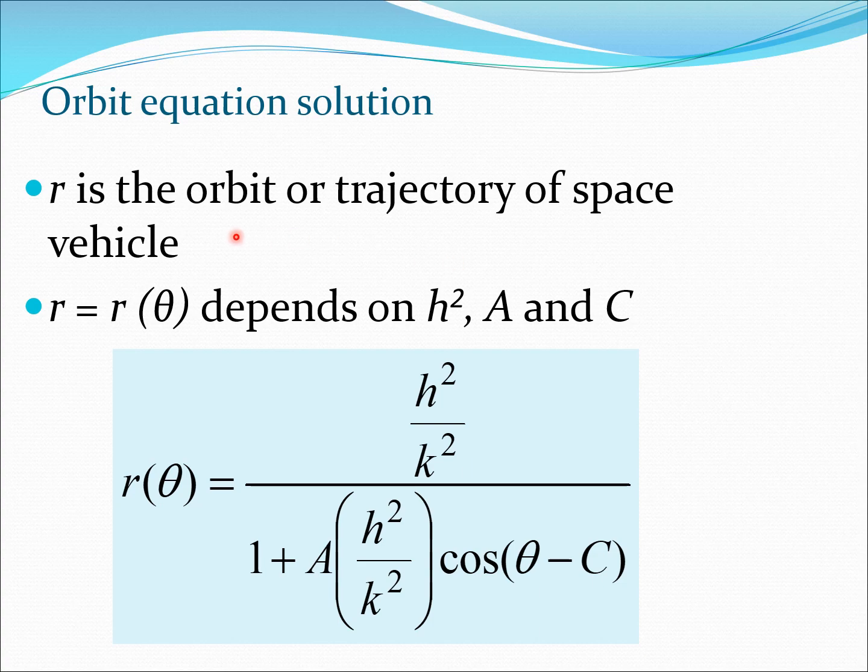So just to further cement some of these concepts, r is the orbit or trajectory of the space vehicle. r is equal to r(theta). This depends on h square, A and C.